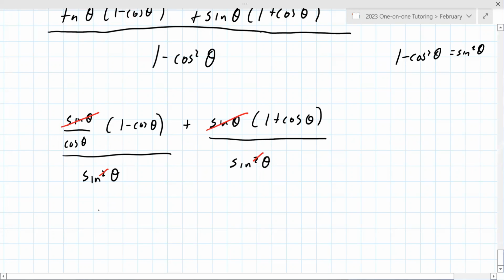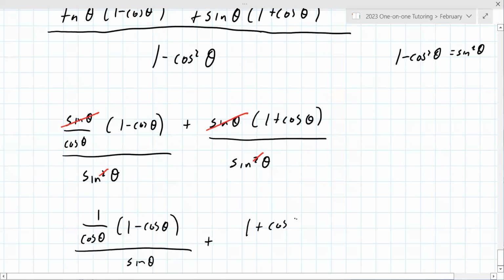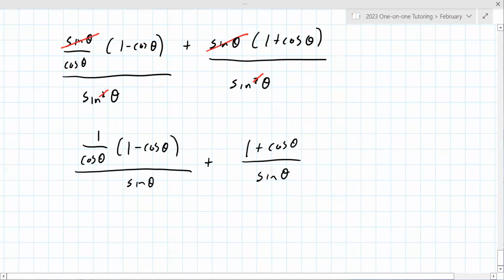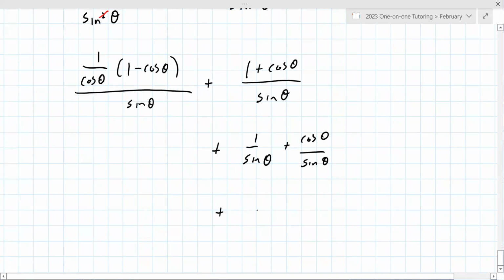Now I'm going to multiply 1 over cosine theta, 1 minus cosine theta, and this is all over sine theta, plus 1 plus cosine theta over sine theta. We're going to start to see some of the answer here. So on the right here, it's 1 over sine theta plus cosine theta over sine theta. The good news is that is your cosecant theta plus your cotangent theta, and we need some of that.